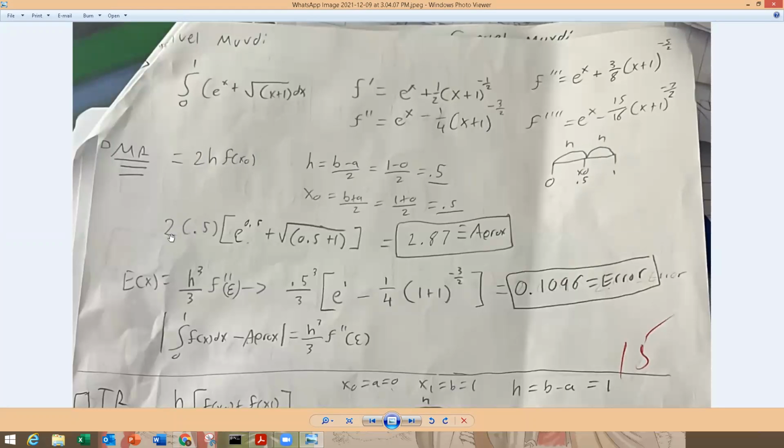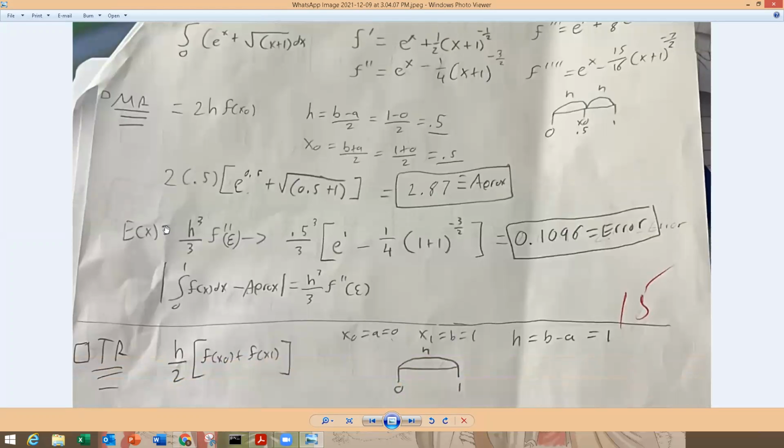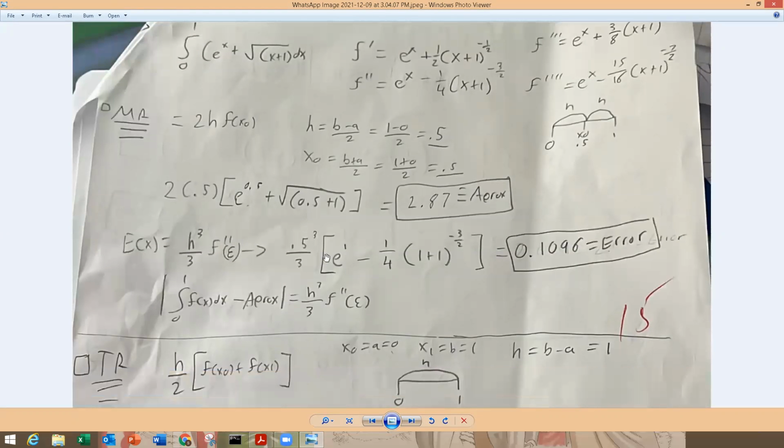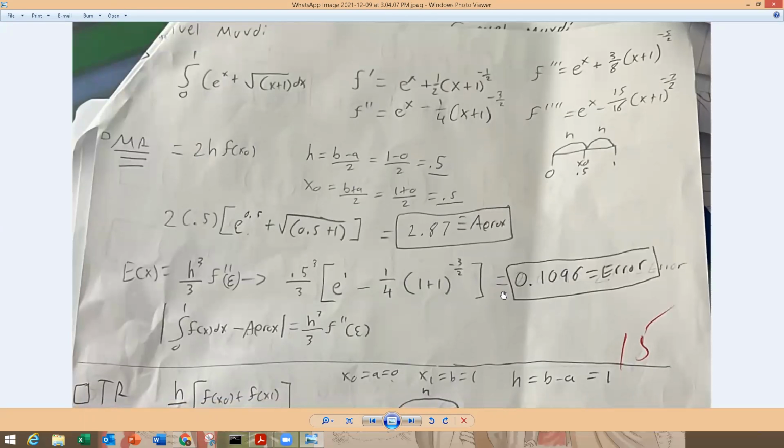That equals f of x. So it's going to be 2 times 0.5. And then for x naught, which is going to be x and x here, you plug in 0.5. This should give you an approximation of 2.87 when you plug in everything. Then our error is h cubed over 3 times the second derivative. As you can see right here, I have the second derivative, so I just plugged it in. And you want to make the derivative as large as possible, right, Gerardo? Yeah. So I put 1 plus 1 here, so it could be as large as possible. Then when you plug it in here, 1, because it's the interval 0 to 1, so I put in ones. You're going to get 0.1096 as the error, right?